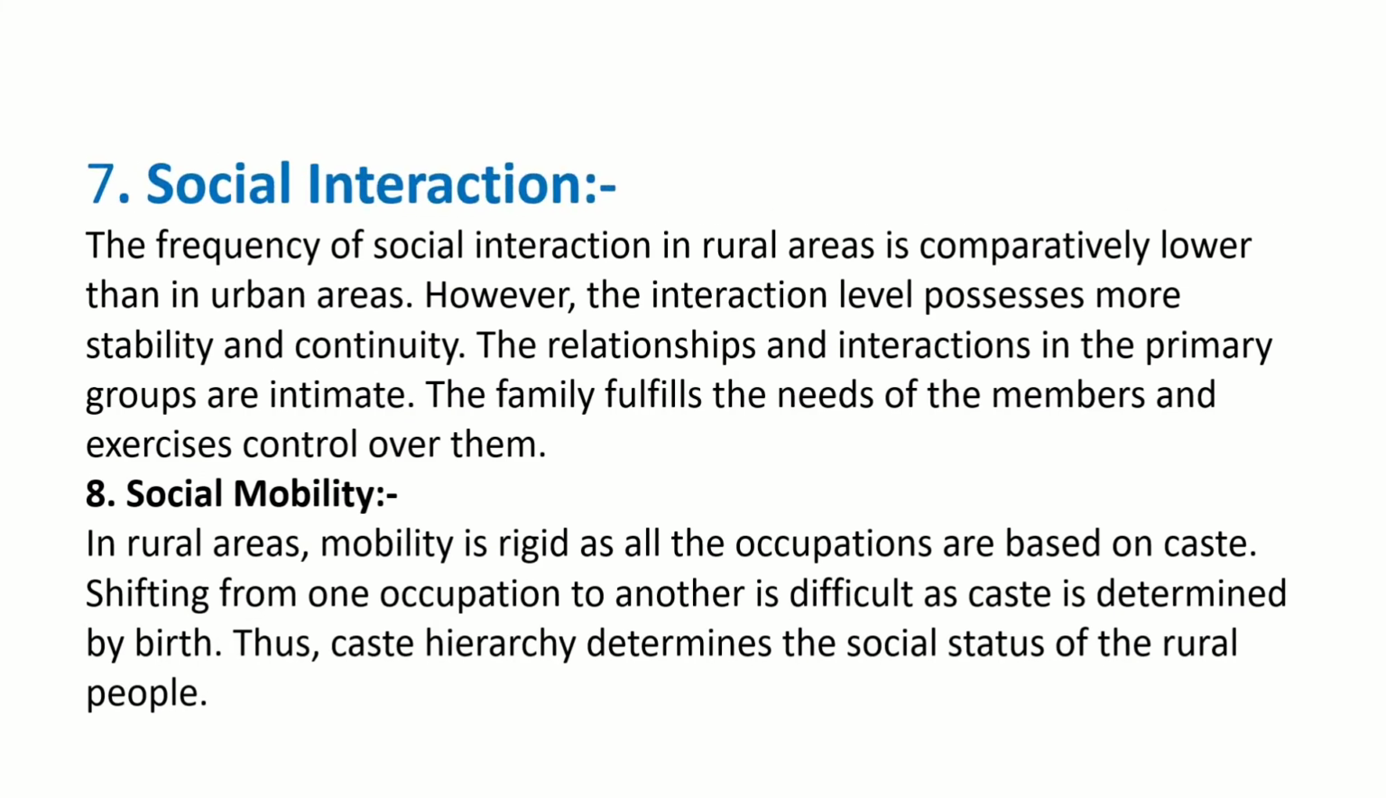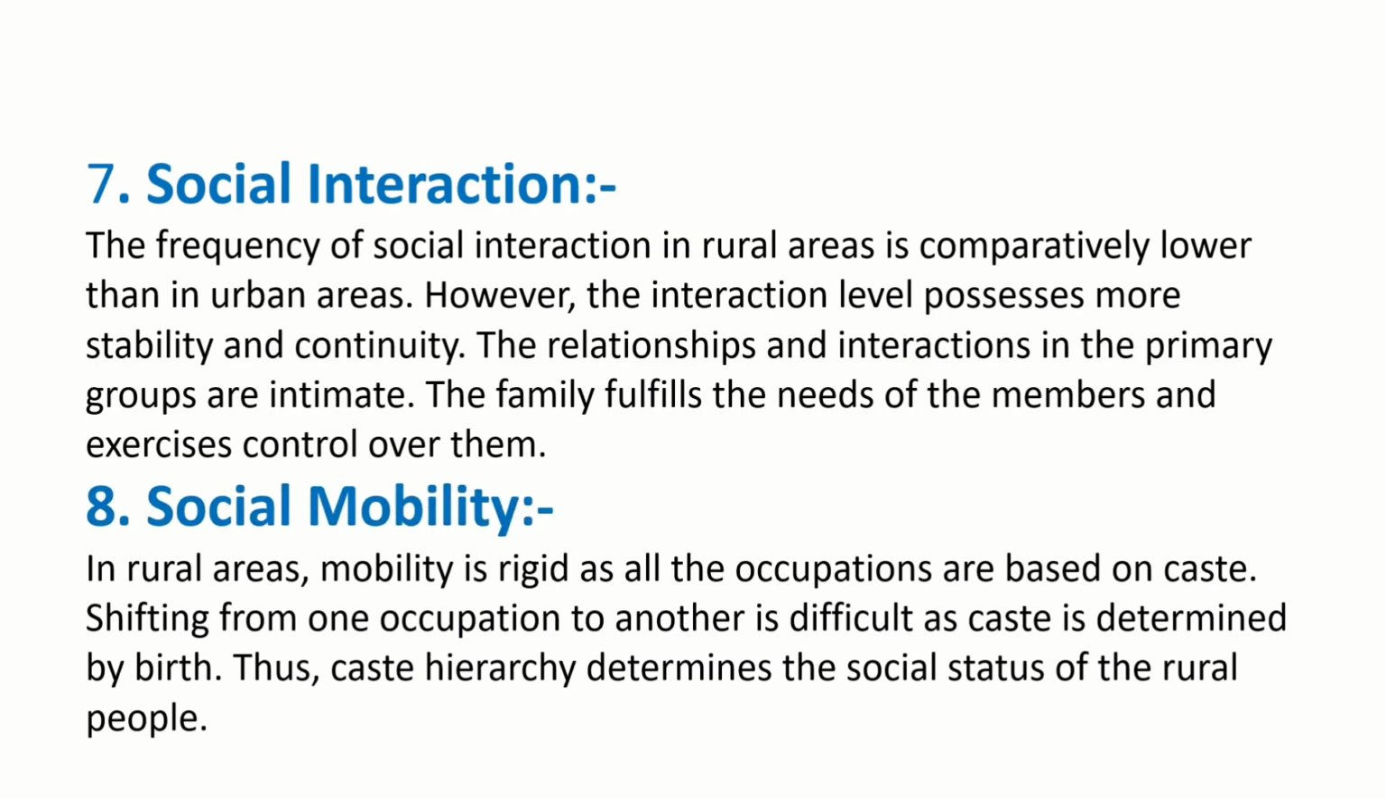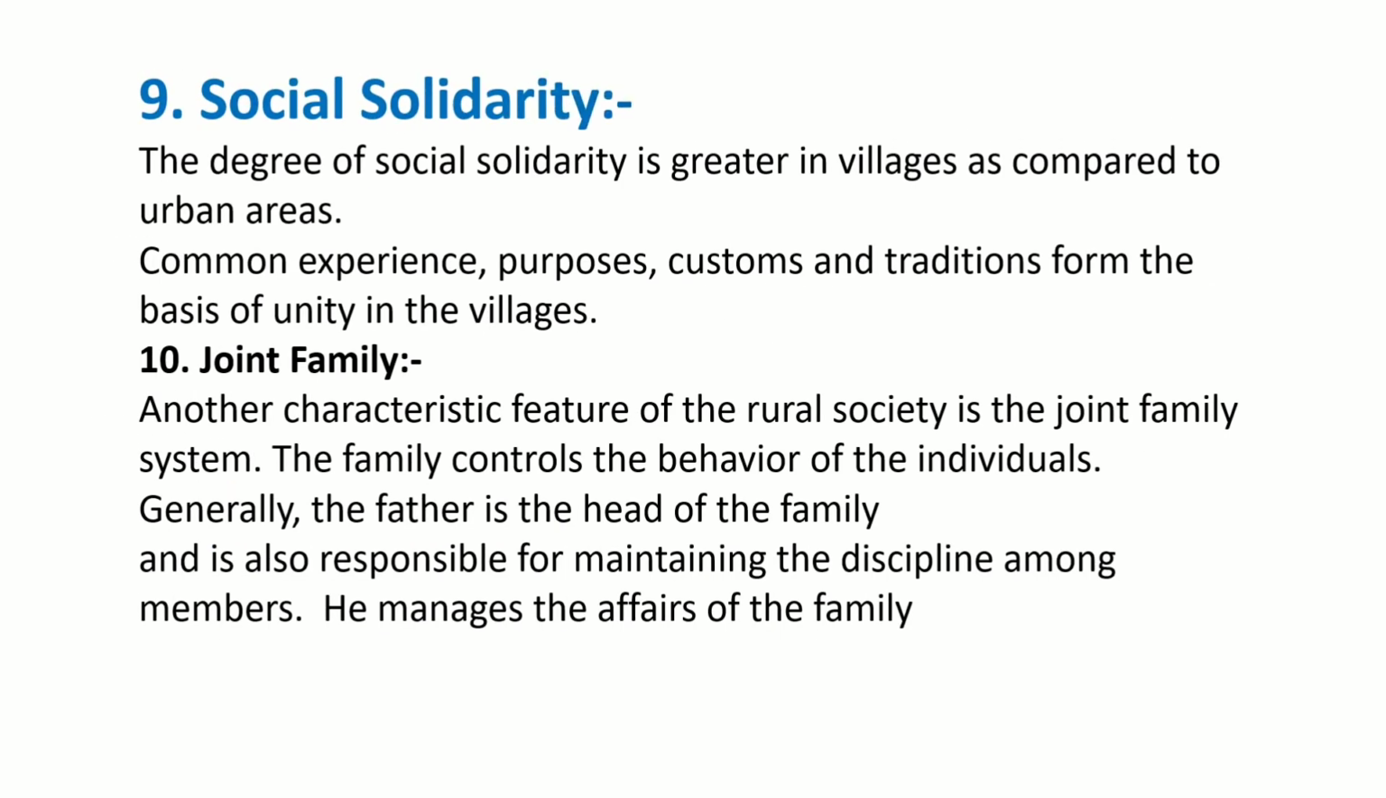Social interaction. The frequency of social interaction in rural areas is comparatively lower than in urban areas. However, the interaction possesses more stability and continuity. Social mobility. In rural areas, mobility is rigid as all the occupations are based on caste. Shifting from one occupation to another is difficult as caste is determined by birth. Social solidarity. The degree of social solidarity is greater in villages as compared to urban areas.